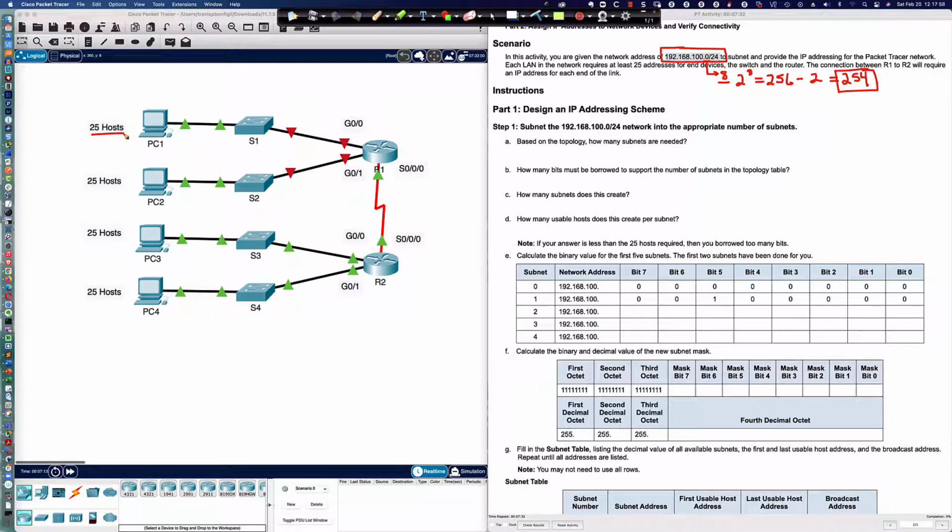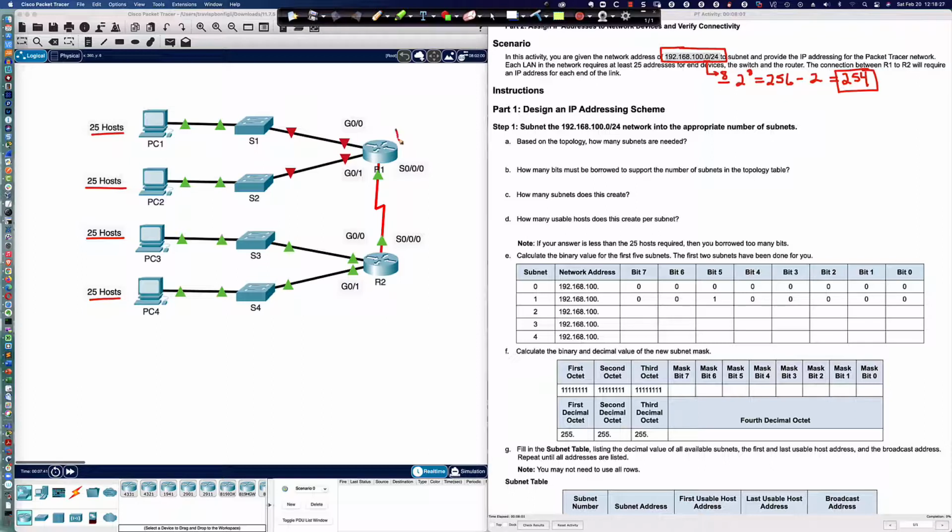Now remember, in the note for this activity, it was pointed out that we are not using variable length subnet masking. We are using fixed length. And what that means is whatever subnet length we come up with, a /25, a /26, a /27, whatever the case may be, that is what we are going to use for every single subnetwork.